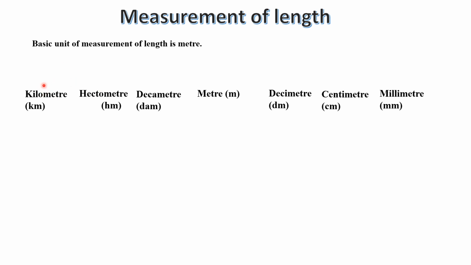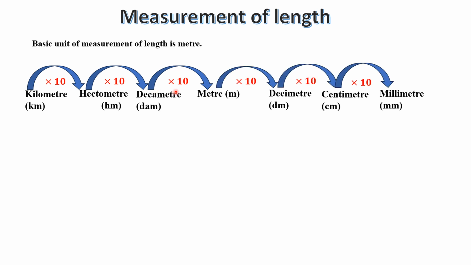So if I have to convert kilometer to hectometer, I will multiply it by 10. Again hectometer to decameter, I will multiply again it by 10. Then decameter to meter, again multiply by 10, and the sequence goes on like that. So that's why if you see the relation, 1 kilometer is equal to 1000 meter. Now why do we say 1 kilometer is equal to 1000 meter?